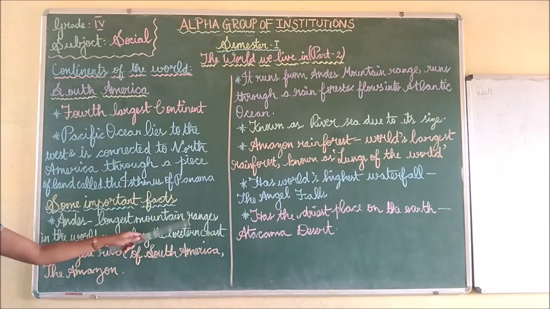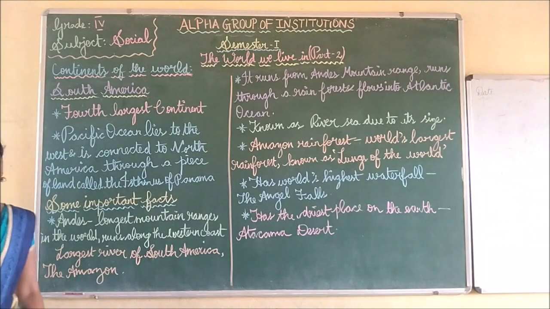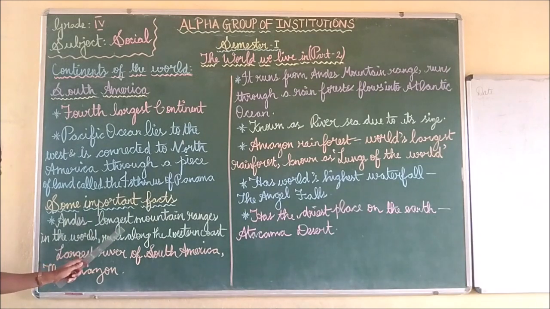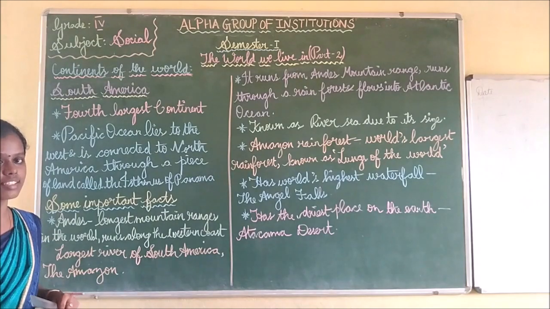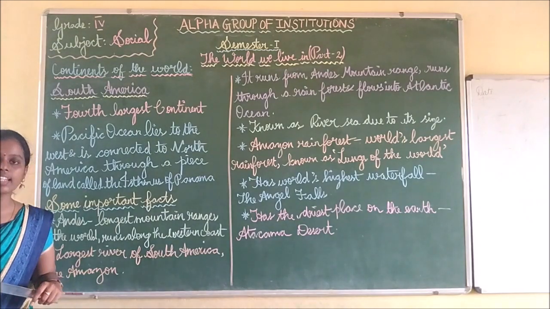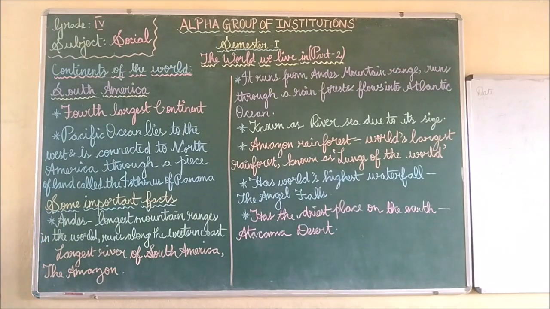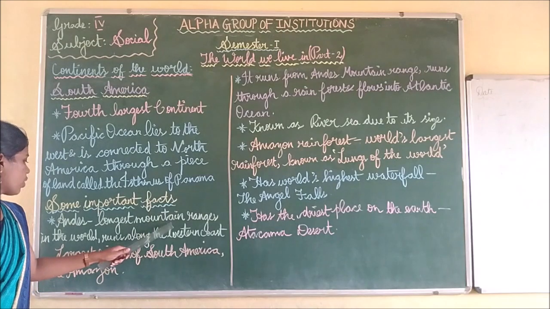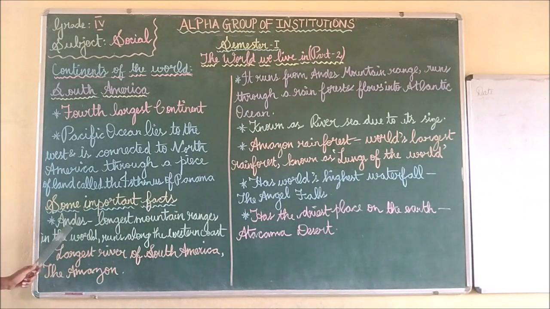The Andes, the longest mountain range in the world, runs along the western coast. I told you what a mountain range is: a continuous mountain is known as a mountain range. In North America, we have two mountain ranges, the Rocky Mountains and the Appalachian Mountains. But here, the Andes is the longest mountain range in the world. It runs along the western coast, so on the western side of South America, the longest mountain range in the world is located. It is called the Andes.